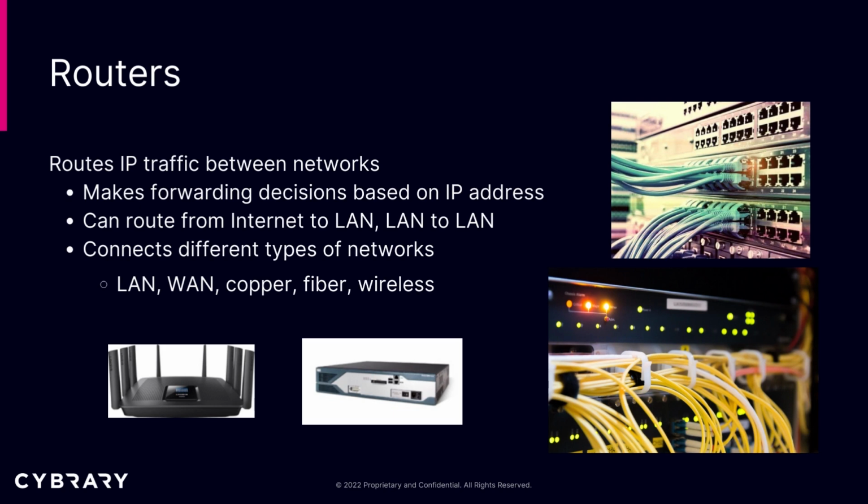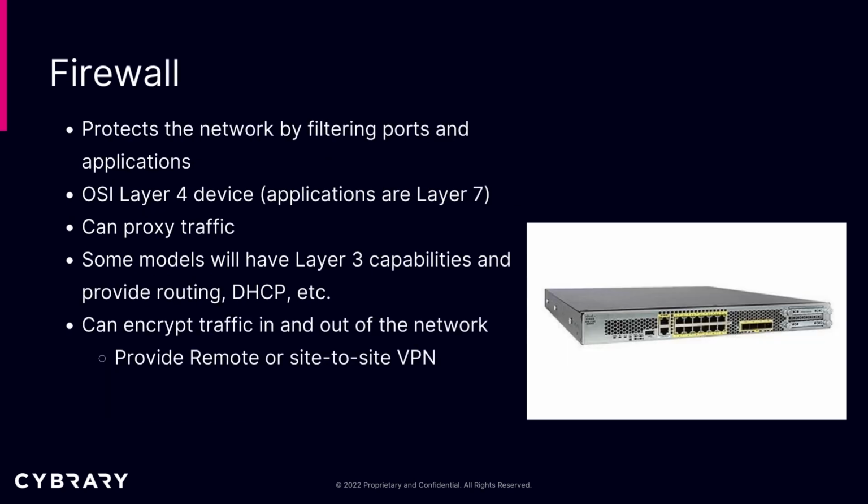Routers typically route from the internet to a LAN or from a LAN to a LAN. So again, the internet may come into a router and it routes it to the local area network. Some enterprises, offices, and companies may have a router for specific departments, and it will route from one router to another router in a different department. Generally, these are modular. They'll have different connections for LAN, WAN, copper, fiber, and wireless.